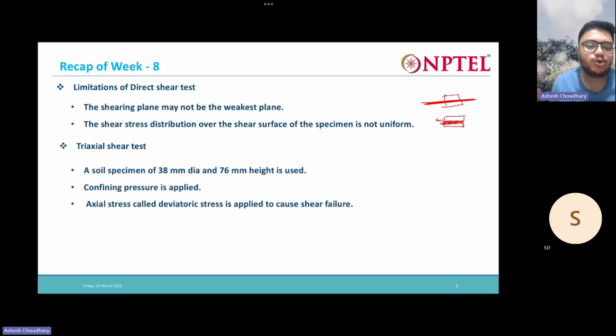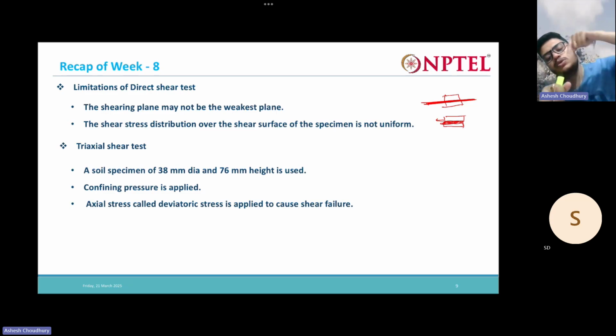Then what we do is first apply a confining pressure all throughout the specimen. Say if this is our cylindrical specimen, first we apply a confining pressure. That means on all the surfaces, in all directions throughout, we apply some pressure. That is called the confining pressure.